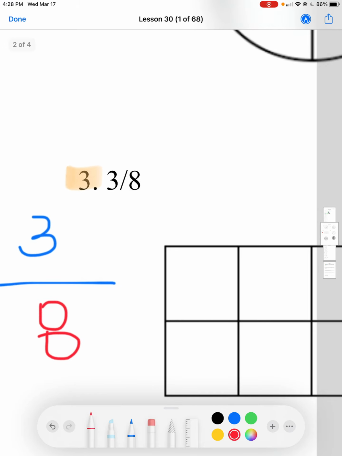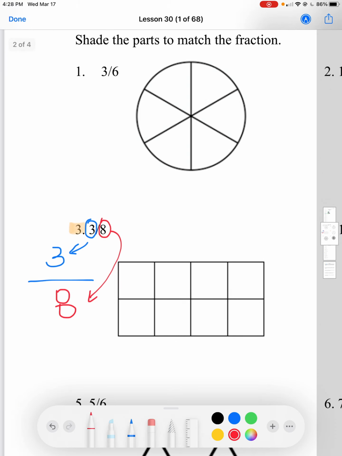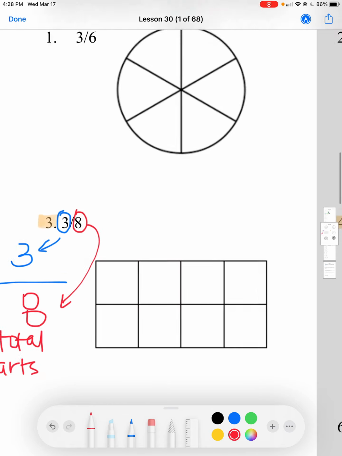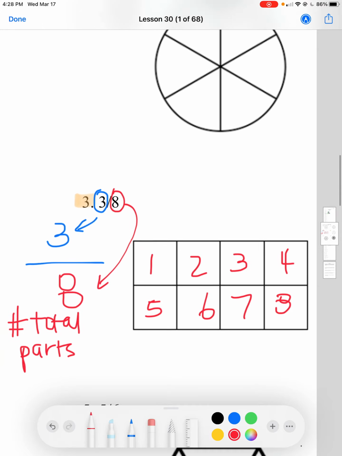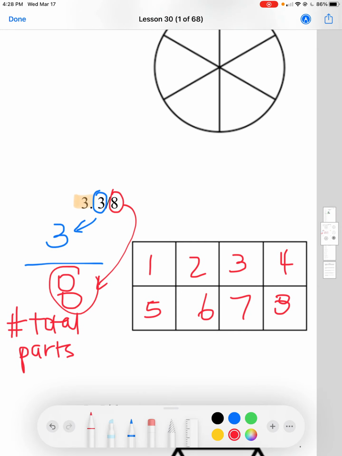So basically the number that's in the front over here goes to the top. The number that's in the back here goes to the bottom. So what this means is the number in the bottom is talking about the number of total parts. If you look at the shape here, we have 1, 2, 3, 4, 5, 6, 7, 8. Because we have 8 total parts, we're going to be putting an 8 at the bottom.